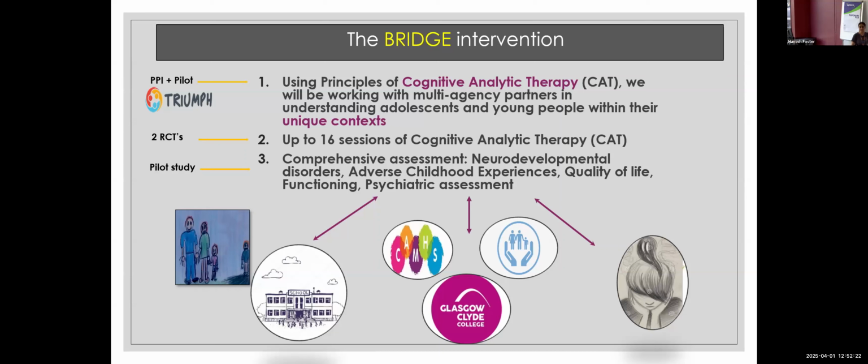So for a young person, it might be that we just work with them. For a second, we had to engage with CAMHS, their college counselor, their social worker. For a third, it might be their foster carer. So it was really about contextually engaging with the person's milieu.